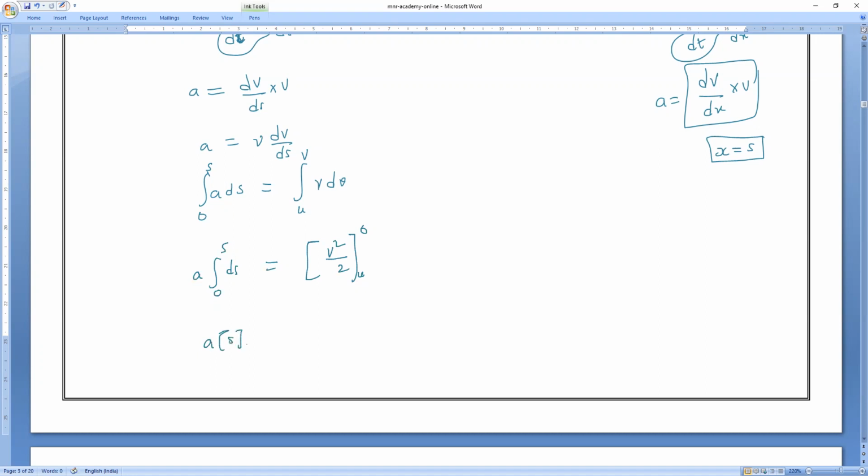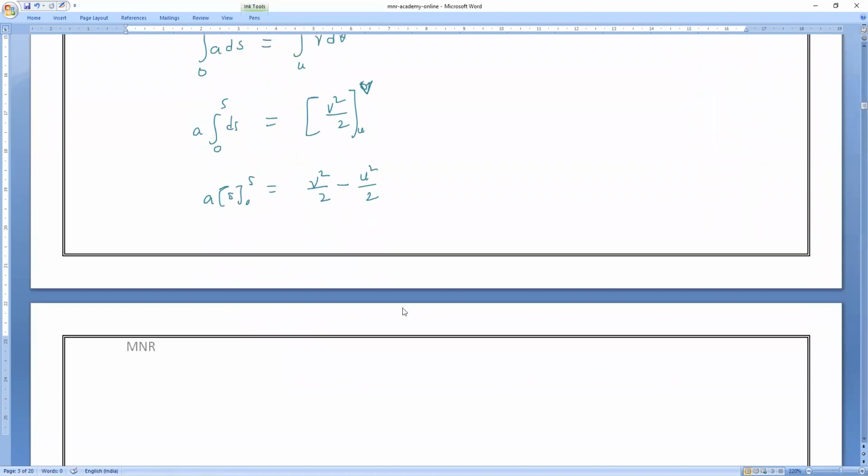Then a into s, from 0 to s, is equal to, substituting the limits, first v square by 2, next minus u square by 2. Here also substitute the limit: a into s minus 0 is equal to v square minus u square, taking the LCM as 2. So as is equal to v square minus u square divided by 2.